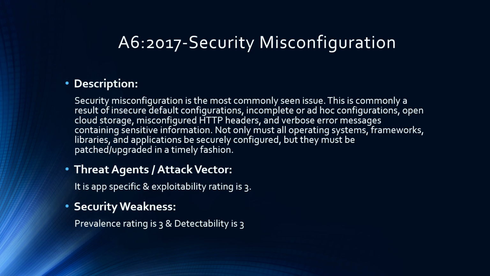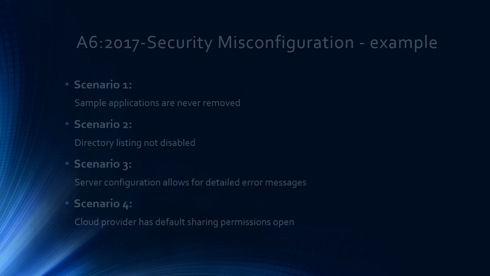Next is security misconfiguration. Misconfiguration is the most commonly seen issue. This commonly results from insecure default configurations, incomplete or ad hoc configurations, open cloud storage, misconfigured HTTP headers, and verbose error messages containing sensitive information. Almost all operating systems, frameworks, libraries, and applications must be securely configured, and they must be patched and upgraded in a timely manner.